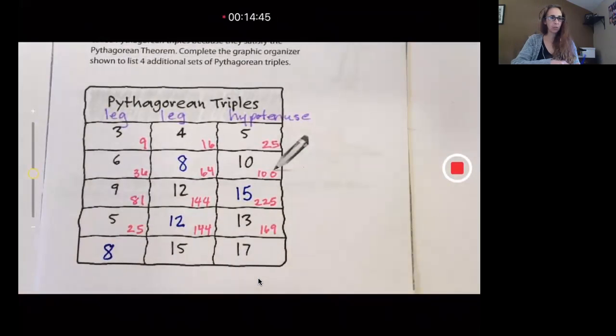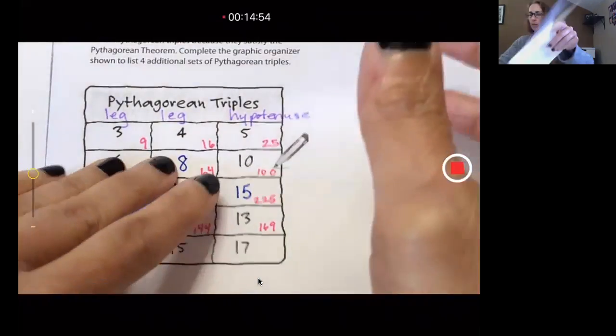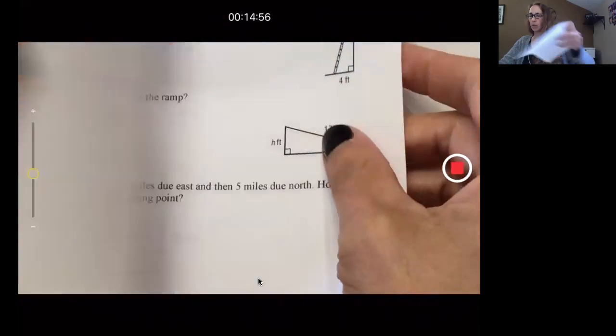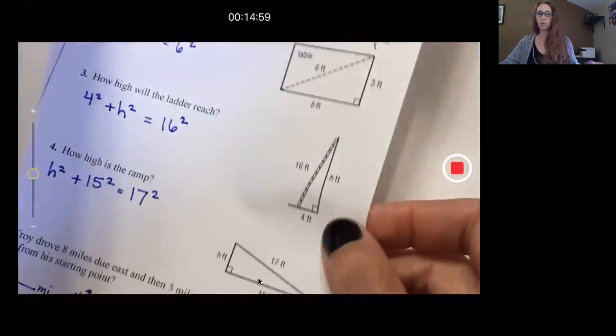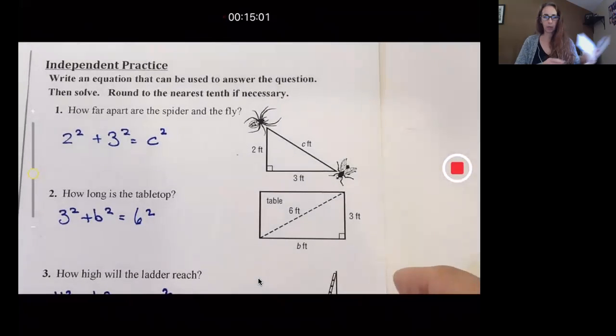All right, if you have any questions, please make sure you message me. And there are some practice problems. If you want to try those out, this is how you initially set up the first page. And then the fourth page has some more that I'm not going to set up for you. But again, the square of the two legs is equal to the square of the hypotenuse. You can pause it as you need.